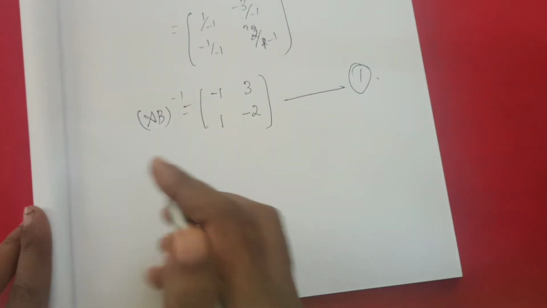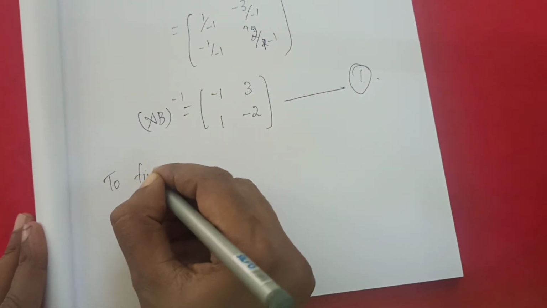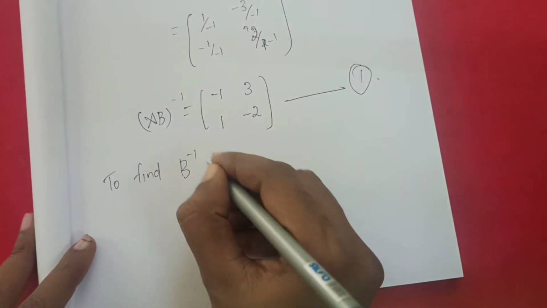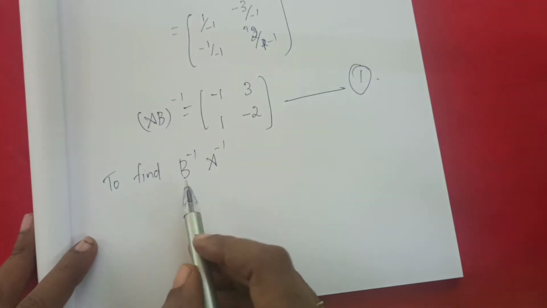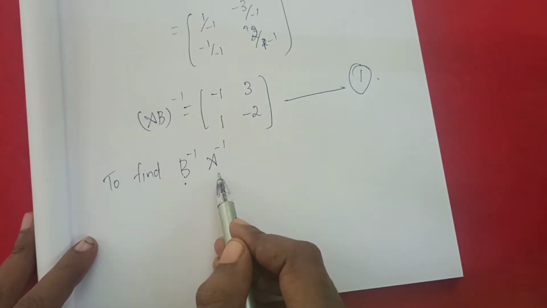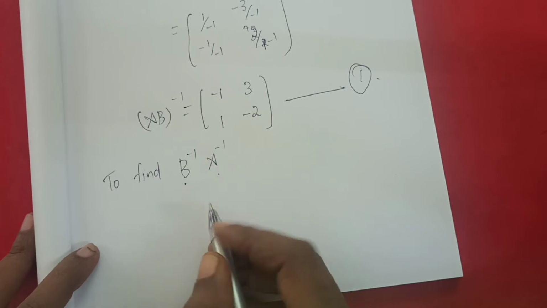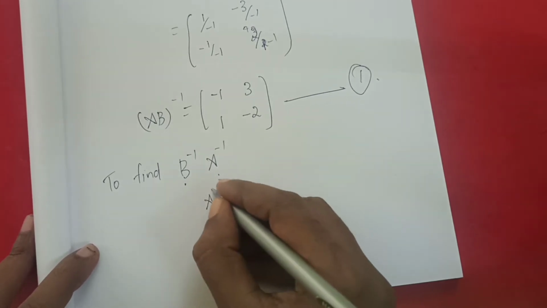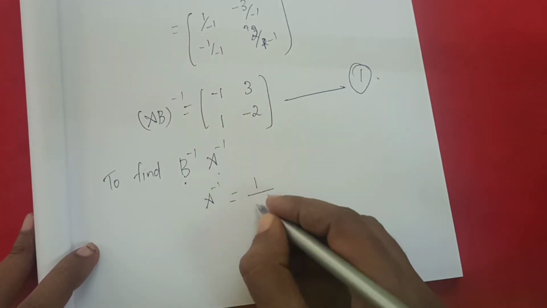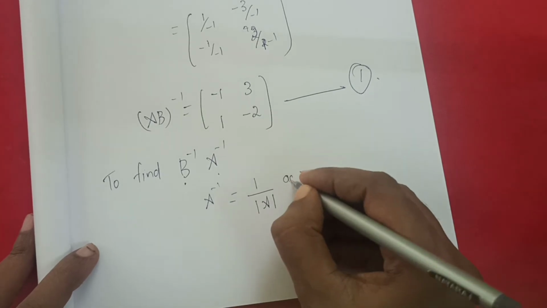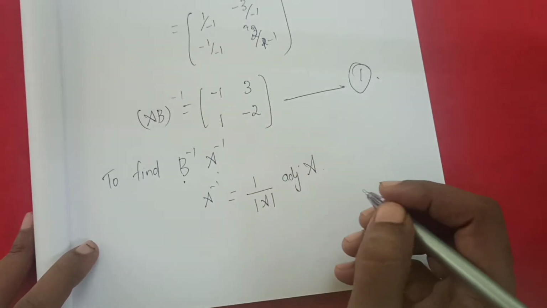RHS value, what you need to find? To find B inverse into A inverse, we need to find B inverse and A inverse. For that, first we will find A inverse. A inverse means how the formula will be? 1 by determinant of A into adjoint of A.